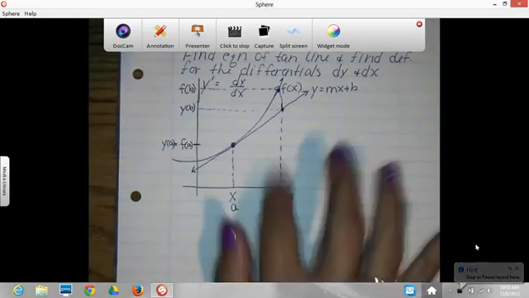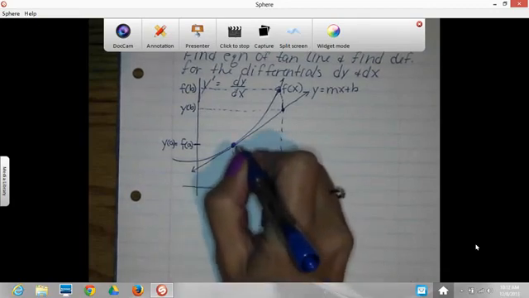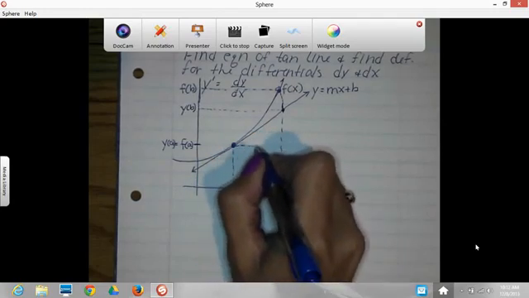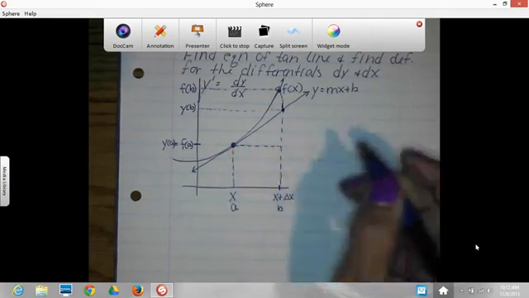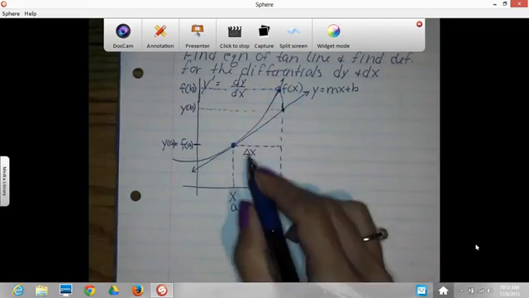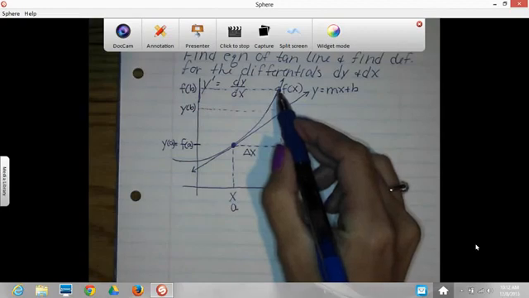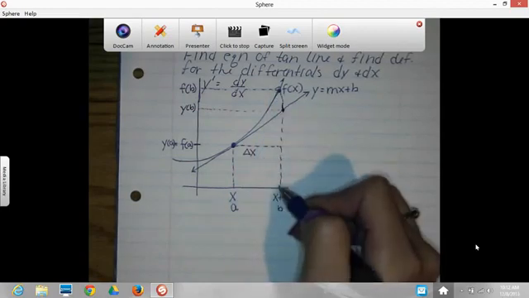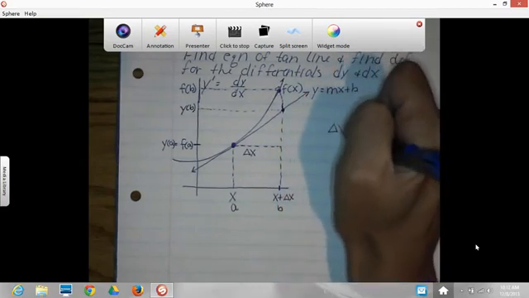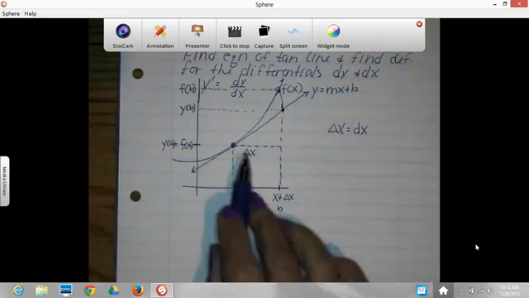Okay, all of our definitions are going to come out of this. This change in x, when I went from a to b, or x to x plus delta x, that change there, well, obviously it's called delta x. And delta x is the change in x on the original function. Well, it's the same change in x on the tangent function. So delta x is equal to dx. They're the same value on both functions.